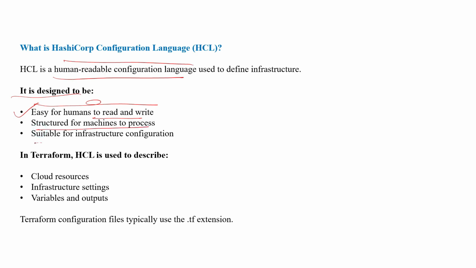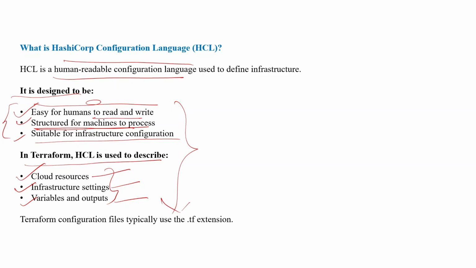It is structured for machines to process and suitable for infrastructure configuration. It's a very straightforward and simple language, which is also very structured. We define the content in the configuration file in a structured manner with predefined blocks, which you can learn, and then define your infrastructure in different configuration files. In Terraform, HCL is used to describe cloud resources, infrastructure settings, variables and outputs. As we discussed in the previous slide, you can create different resources, display infrastructure settings, pass different variables to your code, and get the output of the execution. We can perform a lot of activities with the help of these configuration files, and we are going to understand it in detail in the subsequent sessions.